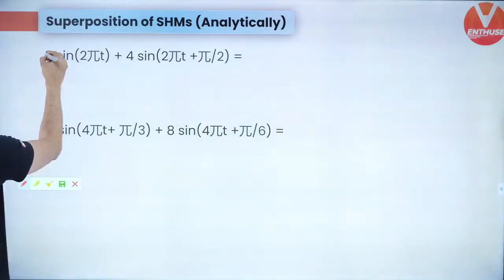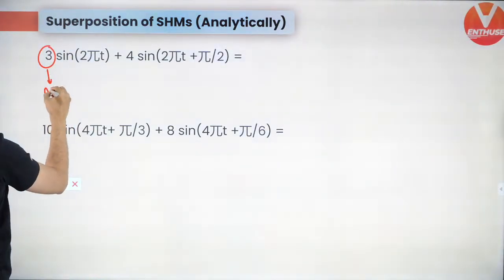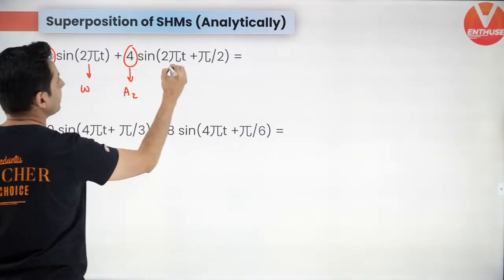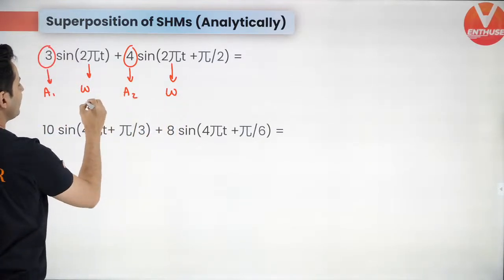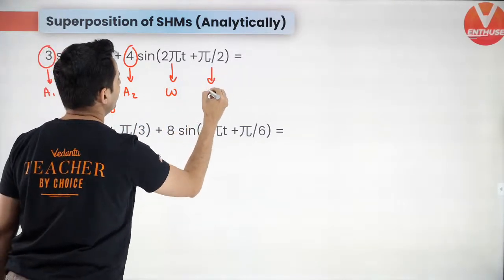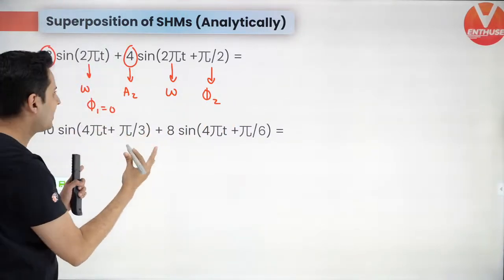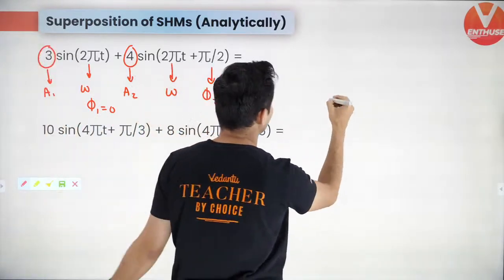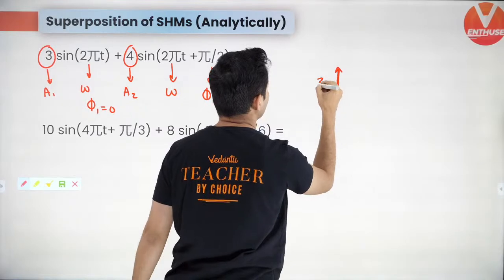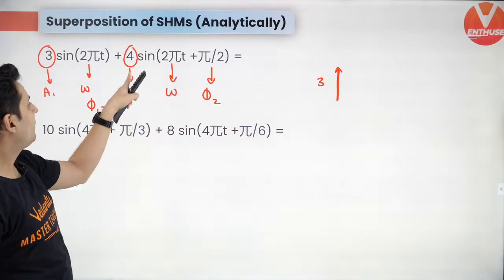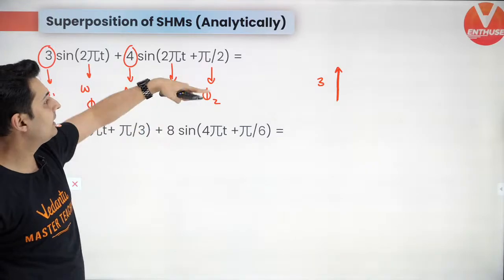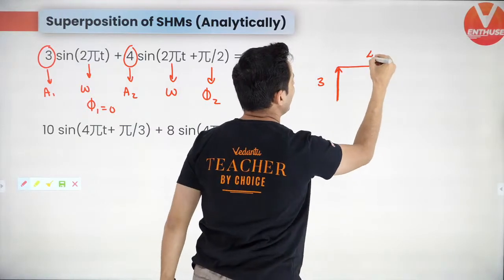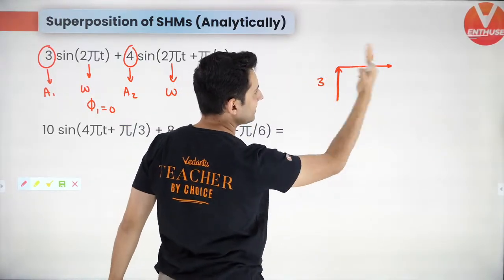Now please understand what each one of them is. This is amplitude 1. This is amplitude 2. This 2 pi is omega. This 2 pi is also omega. Here phi 1 is 0 and phi 2 is pi by 2. Now just think about two vectors, guys. One vector of amplitude A1, which is of magnitude 3, like this. Another vector of magnitude 4, but making angle 90 degrees with the reference line. So like this way.